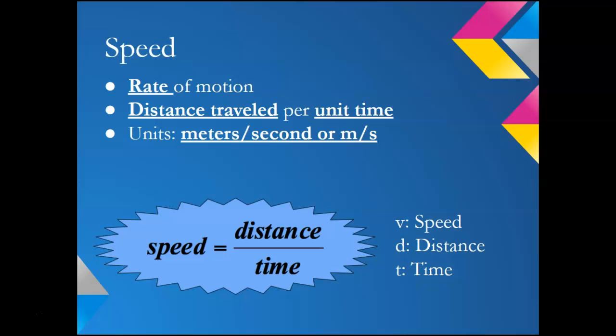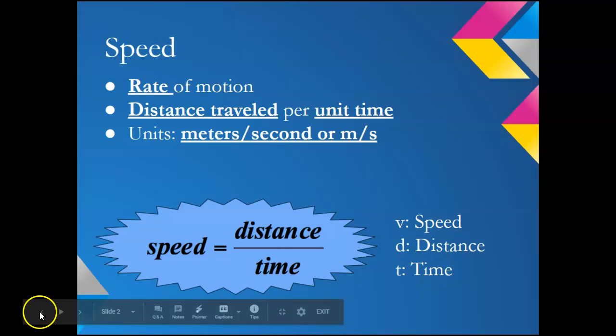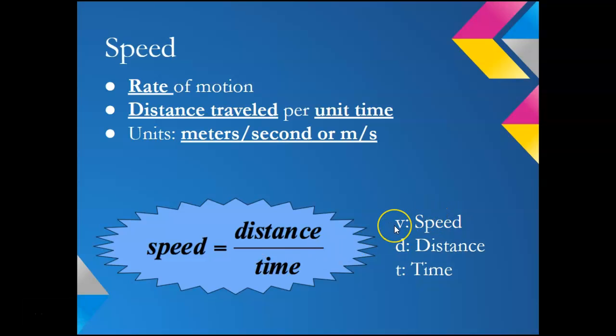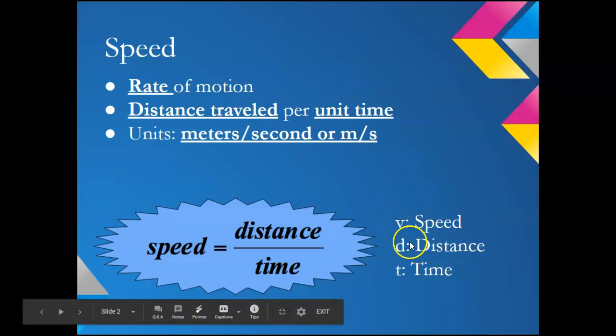This is the equation for calculating speed. In order to calculate speed, you need the distance traveled and the time it took to travel that distance. You simply divide the distance by the time to obtain your speed. These words are noted with the following variables. Speed is written with a lowercase v, distance is written with a lowercase d, and time is written with a lowercase t.